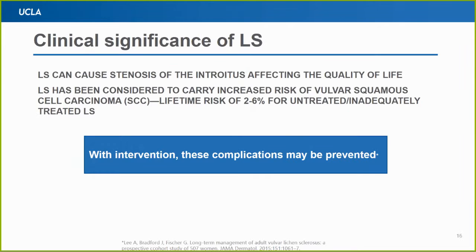Why is this so important to make a diagnosis of LS? Why do the clinicians always say rule out LS? LS can cause stenosis of the introitus, resulting in impact on quality of life. And not only that, it has been considered to carry an increased risk for the development of different GYN conditions and squamous cell carcinoma. And these complications may be prevented by intervention that begins with our diagnosis of LS.